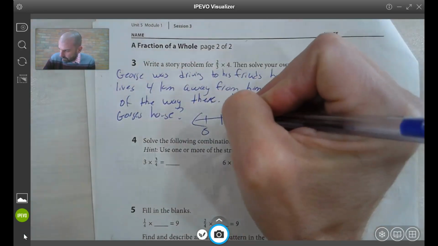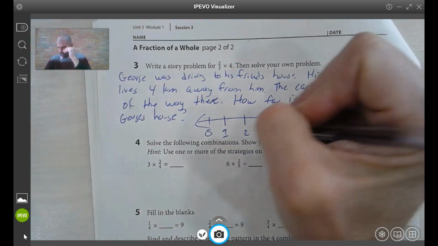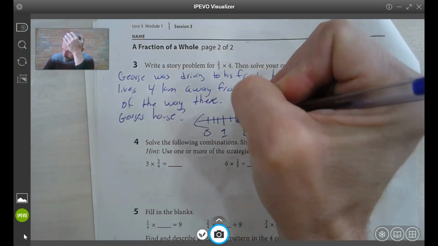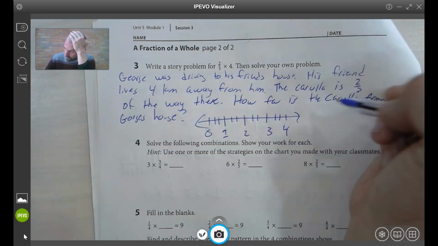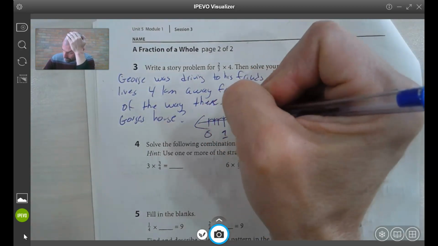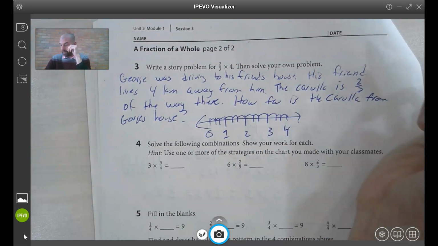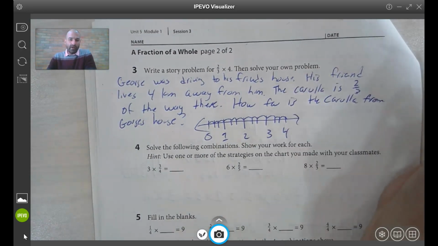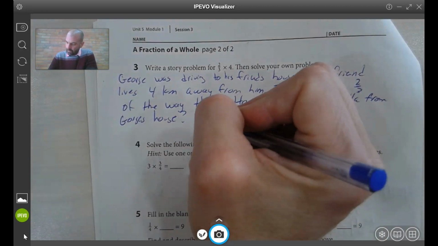So if I have 1, 2, 3, and then 4. These are all kilometers. If I split these into thirds, that means my total should be 12 thirds because I'm at 4. Let's see. 1, 2, 3, 4, 5, 6, 7, 8, 9, 10, 11, 12. Okay, that's right. So I have 12 thirds in this whole thing. So if I only wanted to go 2/3, wait, no, that doesn't make sense because then the 2/3 would be here.